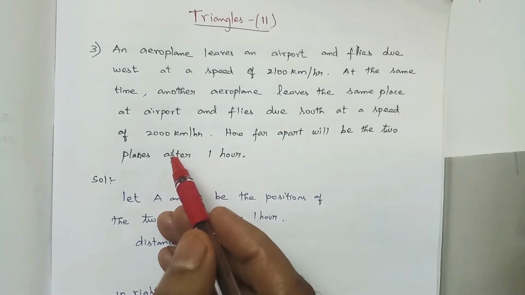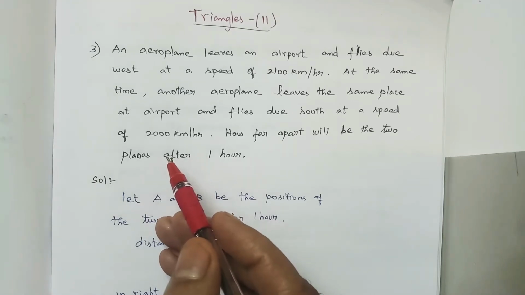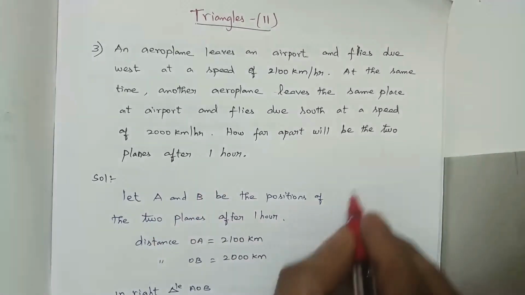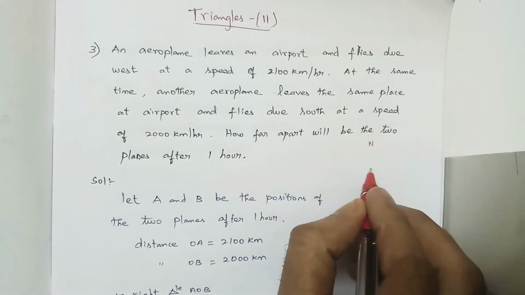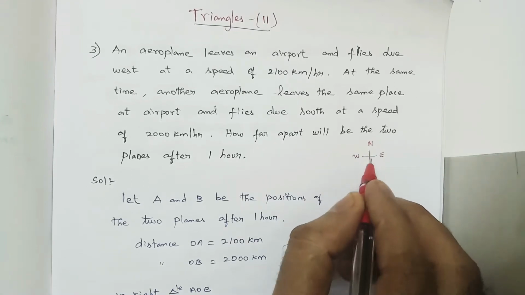See, this question is the same as an application of trigonometry, but with the help of the Pythagoras theorem statement we are going to find it. So first we want to know the directions: north, south, east, and west.